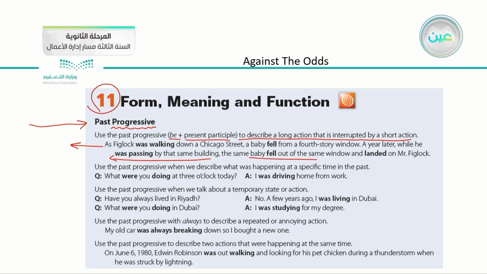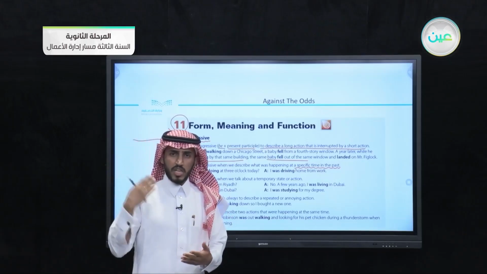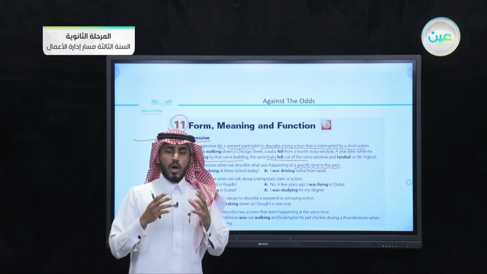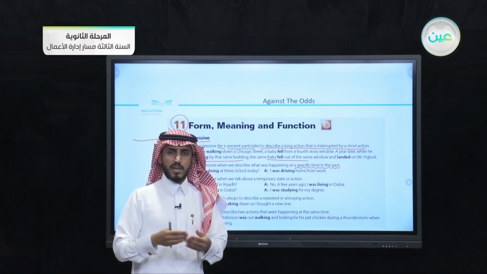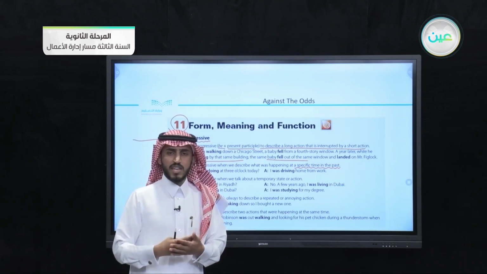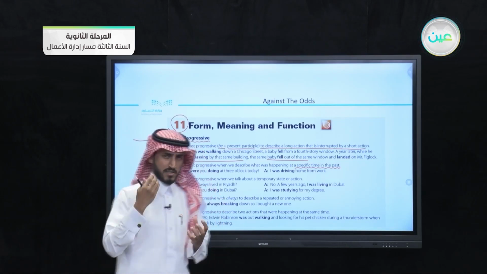After that, we use the past progressive when we describe what was happening at a specific time in the past. For example, if we talk about yesterday or the week before, and we mention a specific time, for example, if we talk about yesterday and we say at 3 o'clock yesterday, this is a specific time in the past.